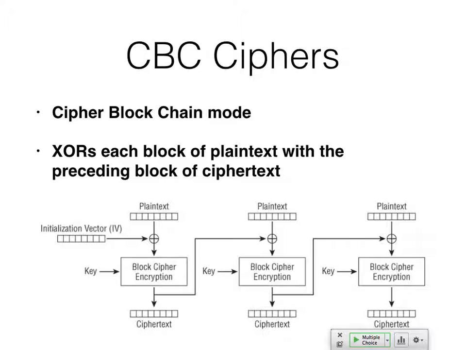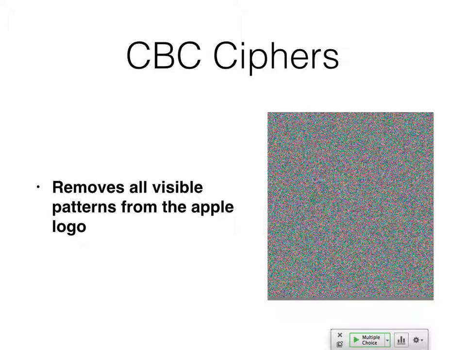So if I have another block of plain text and it's the same, this is not the same, so I don't get the same result. So the reason this is highly recommended and is the standard for most projects is it has the obvious effect, it turns the apple into that. That's what you expect encryption to do, right? All traces of the input pattern are gone. There is no way to tell what that image is anymore.